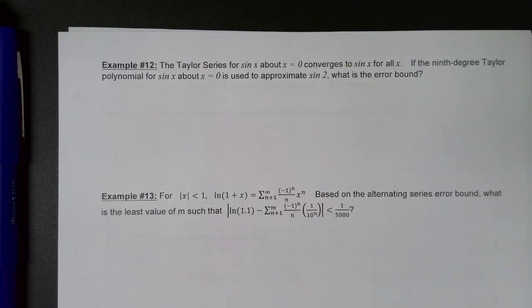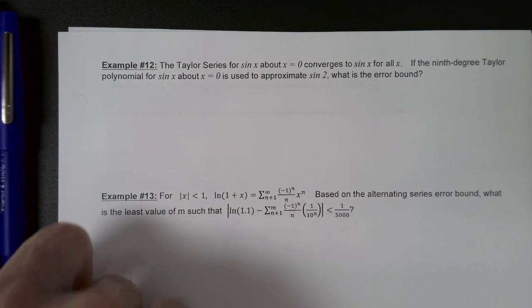Okay. Next one. Let's use the Taylor series for sine about x equals 0. And we know that it converges to sine of x for all x. If the 9th degree Taylor polynomial is used to approximate the sine of 2, what is the error bound? What's our maximum error? Okay.